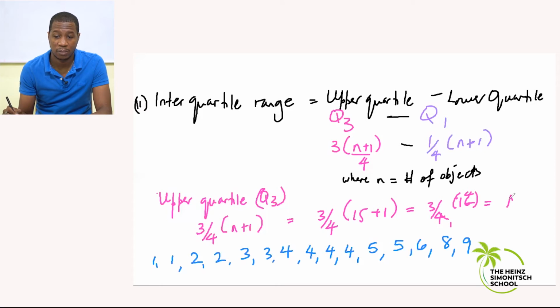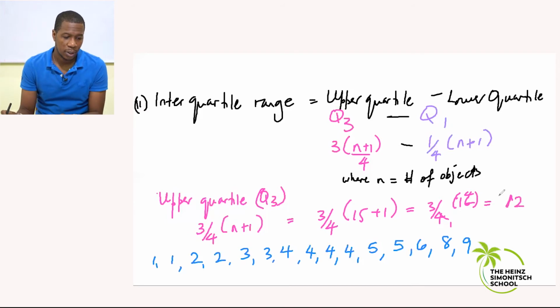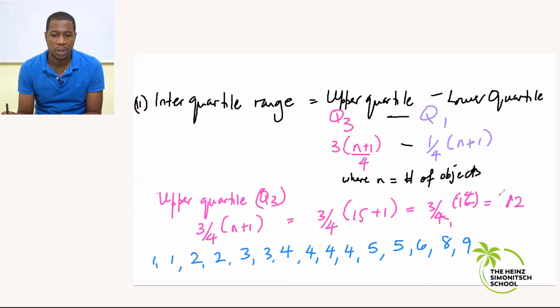That will give us 12. Now, what we need to do is to then find the 12th object within the data set. So we go 1, 2, 3, 4, 5, 6, 7, 8, 9, 10, 11, 12. Let's go again. 1, 2, 3, 4, 5, 6, 7, 8, 9, 10, 11, 12. So that works out to be 5.